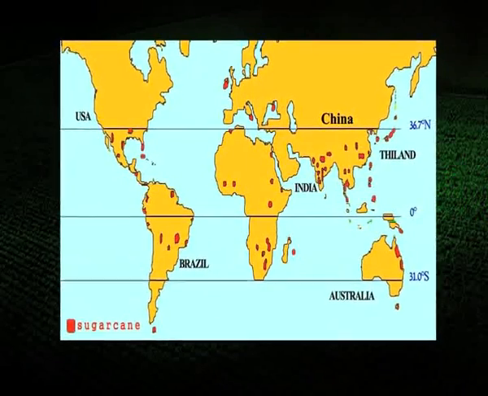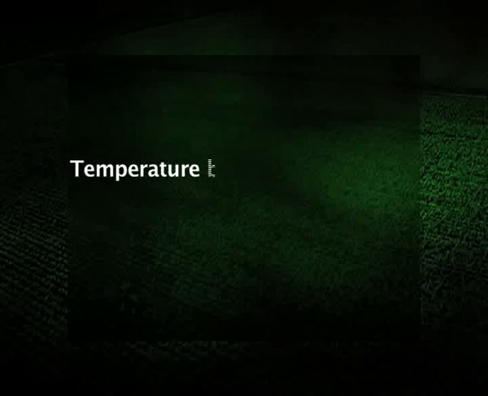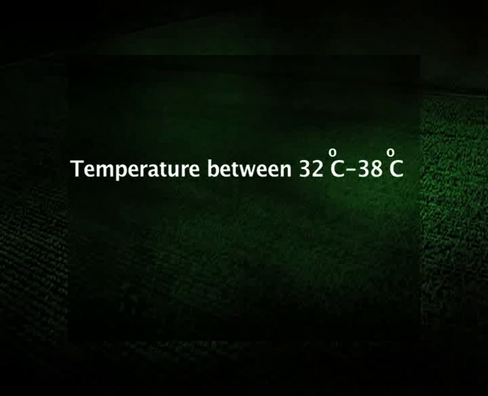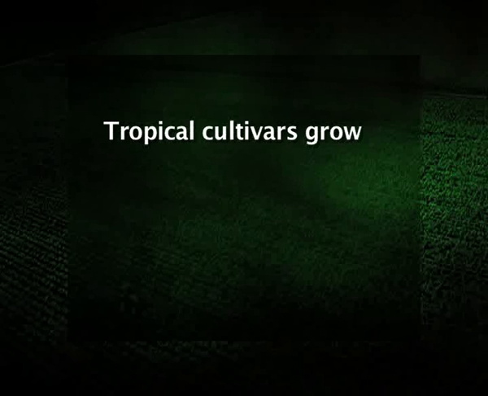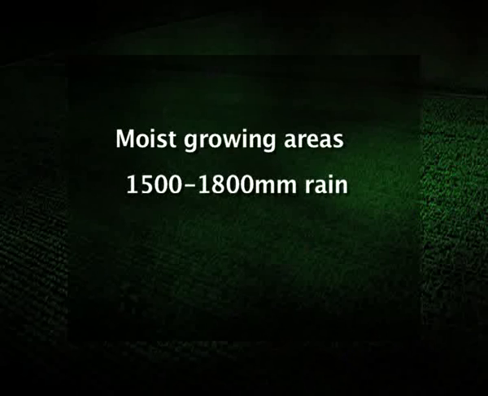Sugarcane is grown in all tropical and subtropical regions of the world, on both sides of the equator up to approximately 35 degrees north and 35 degrees south. The most favorable temperature for subtropical and tropical cultivars is 25 to 26 degrees centigrade. Optimum temperature for sprouting of stem cuttings is 32 to 38 degrees centigrade. Tropical cultivars grow noticeably slower at 21 degrees centigrade and at 13 degrees centigrade don't grow at all. The water requirement is high. In moist growing areas, the cane needs 1500 to 1800 mm rain.